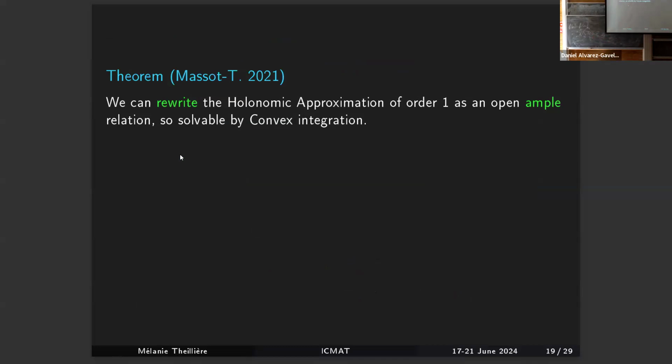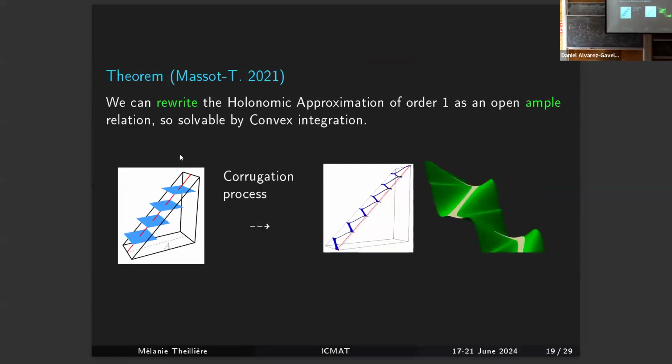But there exists a way to rewrite holonomic approximation for one jet as an open and ample relation. So in fact, we could solve the problem of holonomic approximation of order 1 using the previous construction. After a long rewriting, yes, but it's possible. It means we could use the corrugation process here to build a mountain path as close as we want to the red function. No question? It's fine.